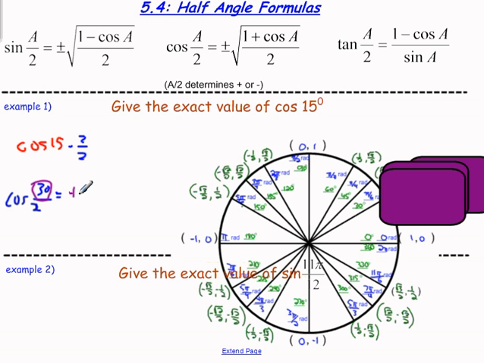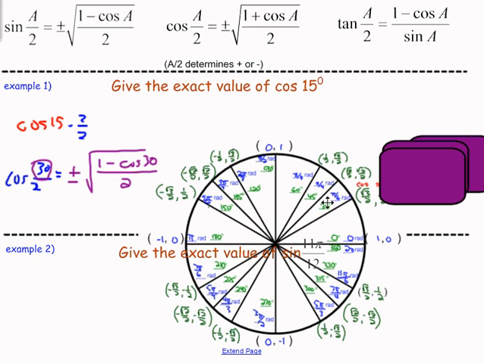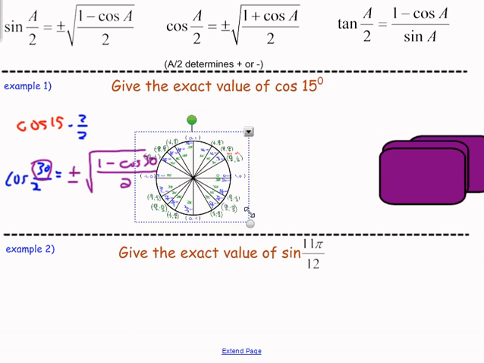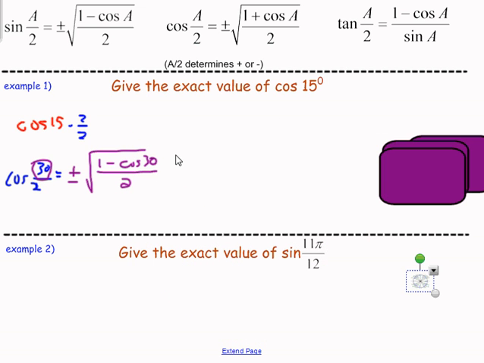So we plug that into our equations. We're going to have that equals plus or minus the square root of 1 minus cosine of 30, all over 2. Alright, so then using the unit circle, cosine of 30 here is root 3 over 2, so we can get rid of that. So that's plus or minus the square root of 1 minus root 3 over 2, all over 2.